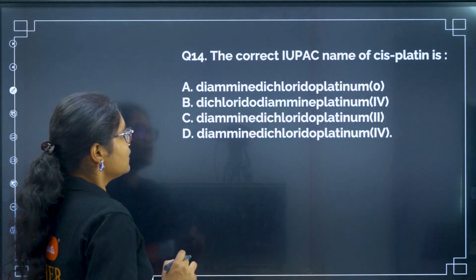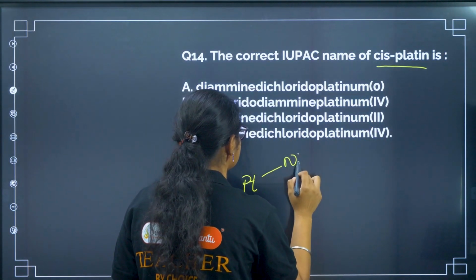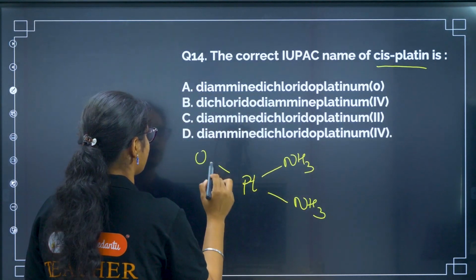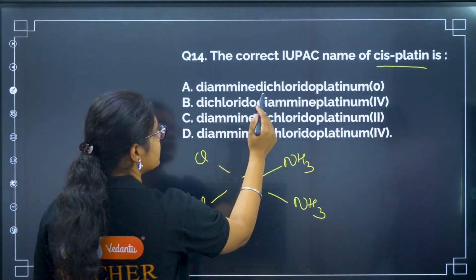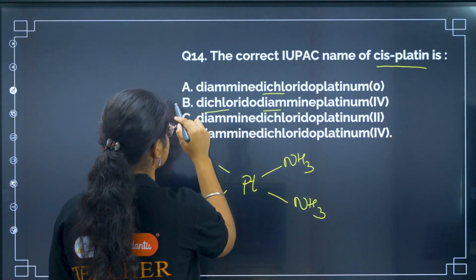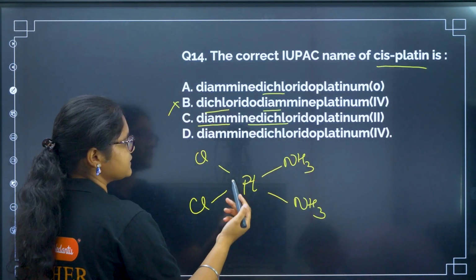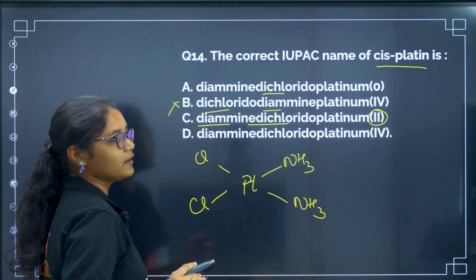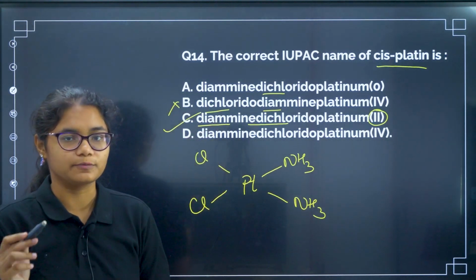Okay, next, cisplatin. Cisplatin, what is the structure? Pt, NH3 is on the same side, okay, and we have Cl on the same side. So you can check here. First is diamine, dichlorido. This is incorrect. Okay. Here we also have to just check the oxidation state of platinum. That is 2. So only one option is there, and this is also alphabetical order. So the correct answer for this question is option C.